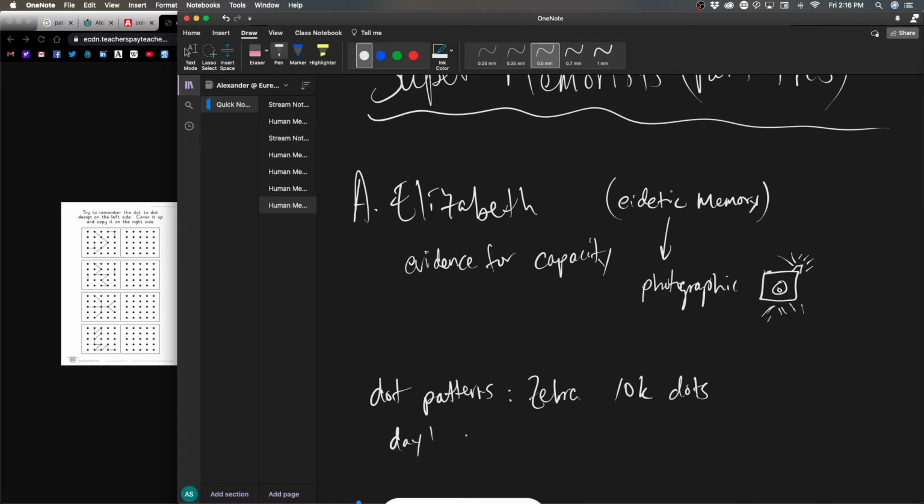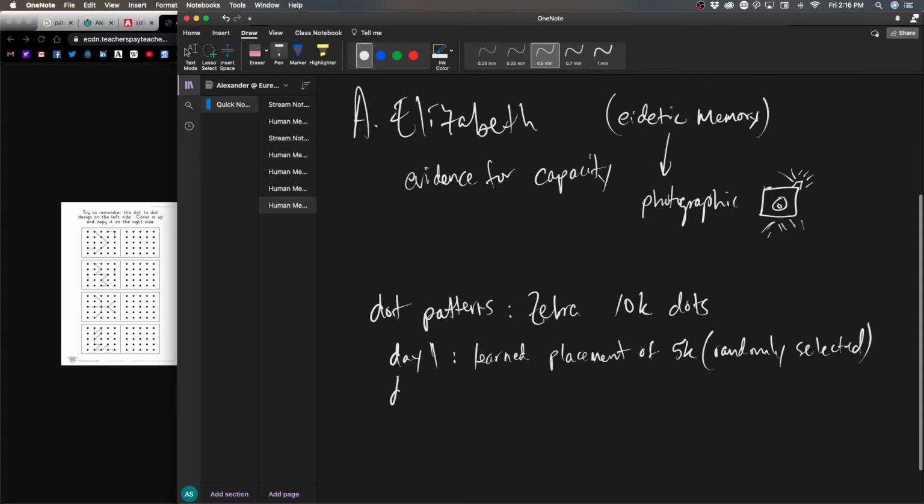Day 1. Learn the placement of 5,000 of those dots, okay? And this was a randomly selected 5,000 dots. So you're already thinking to yourself, I know this. How do you randomly remember 5,000 dots? Okay. She didn't know it was a zebra.